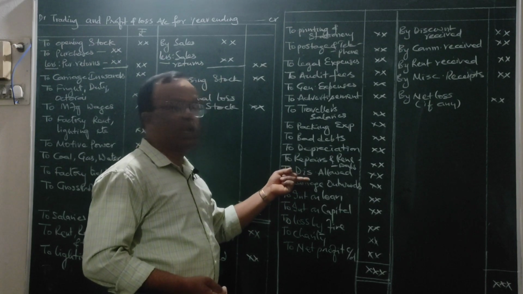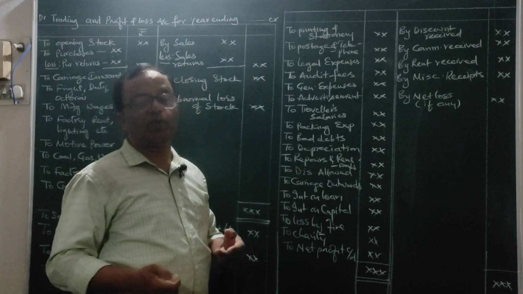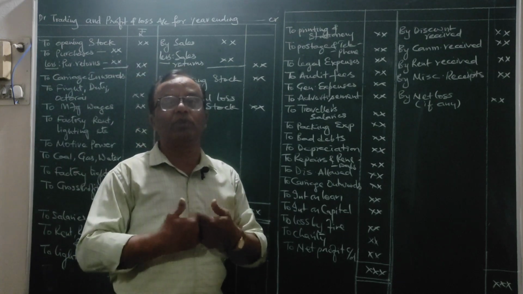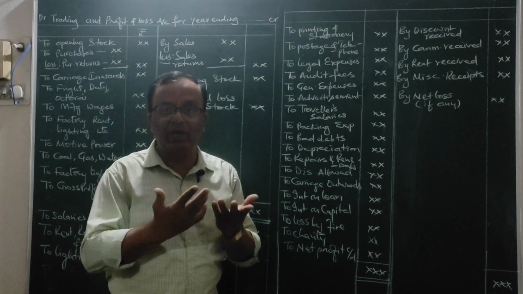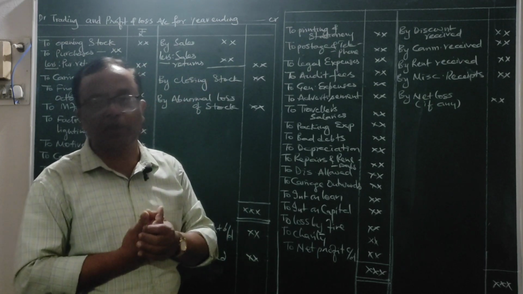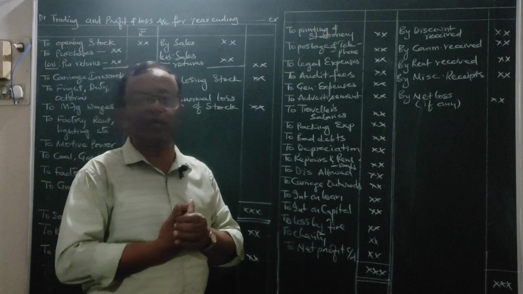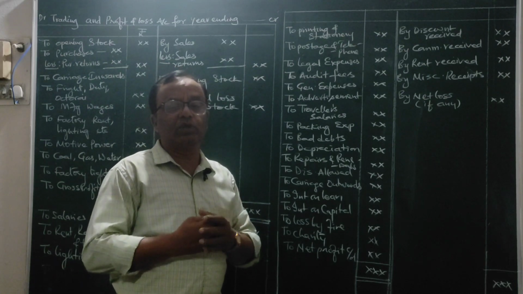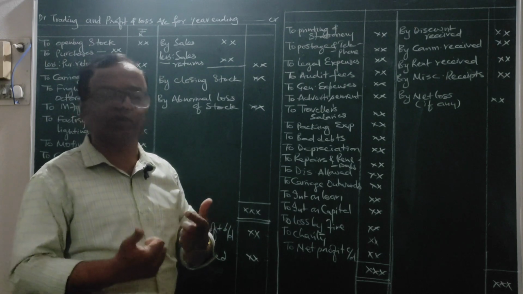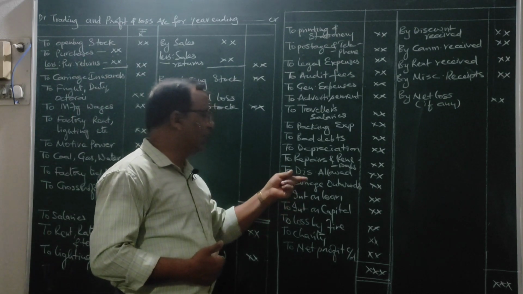Then again, discount allowed. When the customers make prompt payment, you will be allowing them some discount. When your debtors make payment to you before the due date, those debtors will be given some discount by the businessman. It is an expense to him, so it is a discount allowed, an indirect expense.